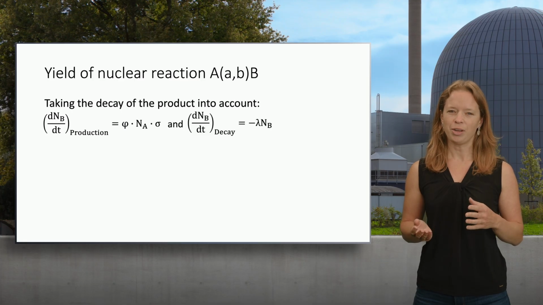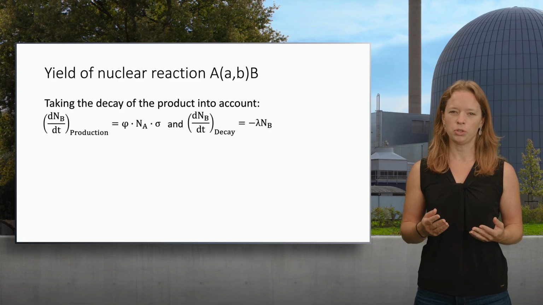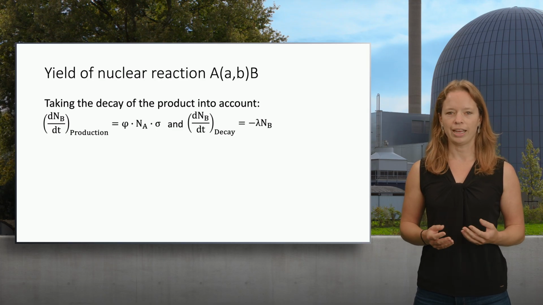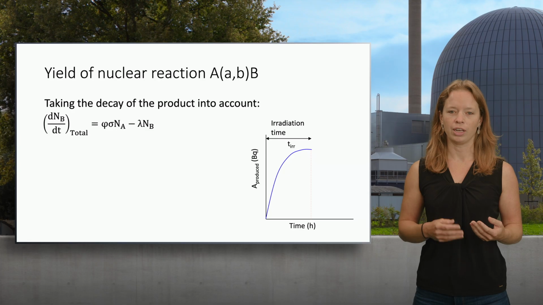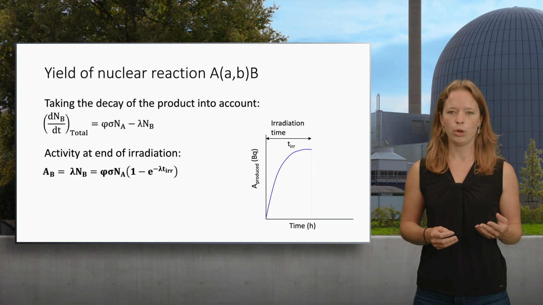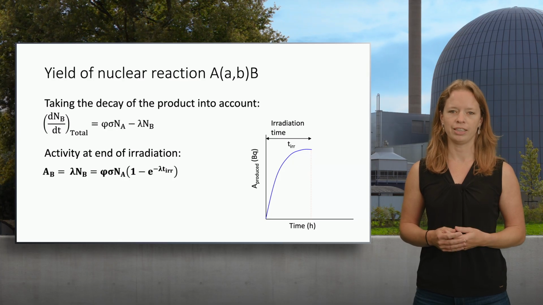However, in the time you are irradiating your target, the produced radionuclides also start to decay again. This rate of decay is mathematically expressed by the product of the decay constant and the number of produced atoms. Combining the rate of production and rate of decay gives us the following differential equation, which can be solved to give us this formula, with which we can calculate the produced activity at the end of irradiation. You see that also the irradiation time is taken into account here.